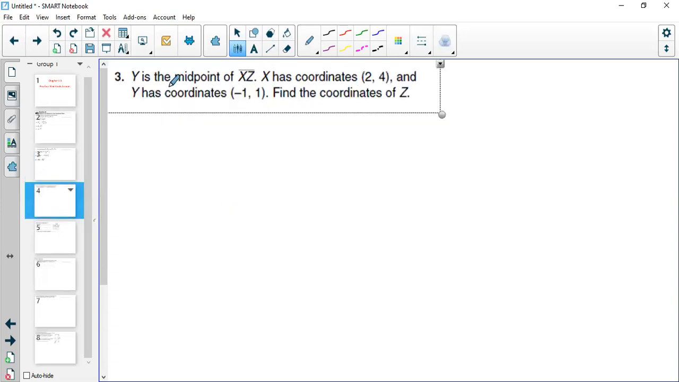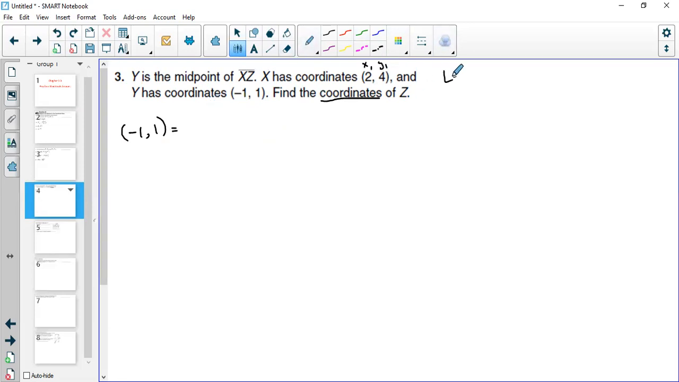Okay. Now question number 3. Y is the midpoint of XZ. X has coordinates 2, 4 and Y has coordinates negative 1, 1. Find the coordinates. Now this question is different from the previous one. Here you need to find the coordinates, not the midpoint. The midpoint is given. So let me write the midpoint. As you know, negative 1, 1 equals, this is going to be x1 and y1. We don't know x2, y2.